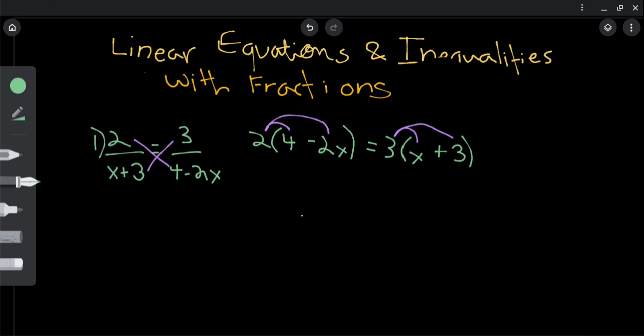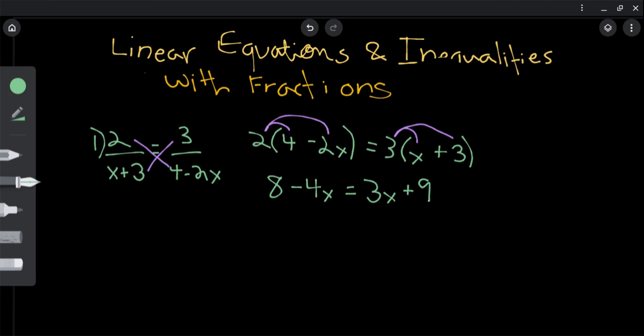Alright, so if we expand the brackets, we're going to get 2 times 4, which is 8, and 2 times negative 2x, which is negative 4x, equals 3 times x is 3x, and 3 times 3 is 9, and it's positive because both of them are positive.